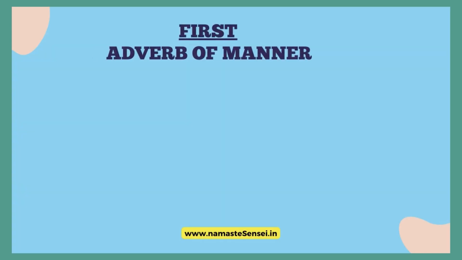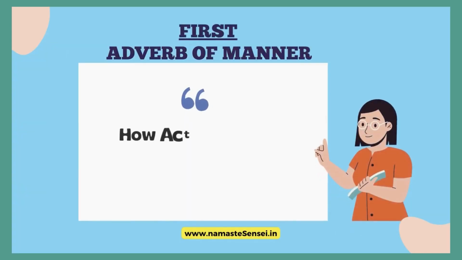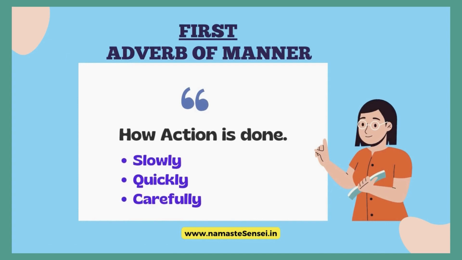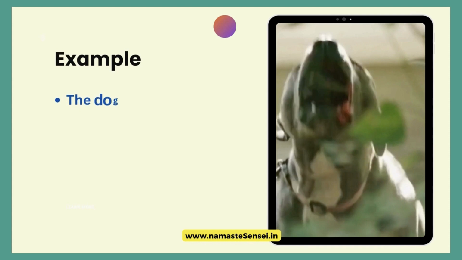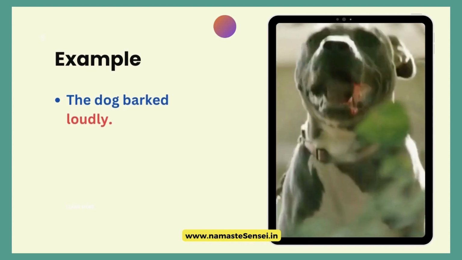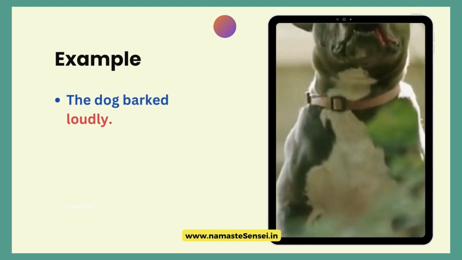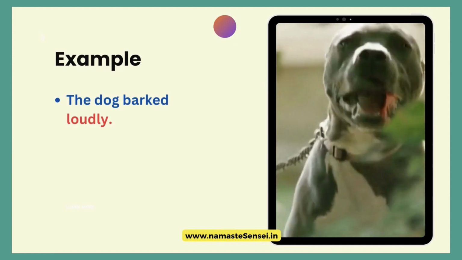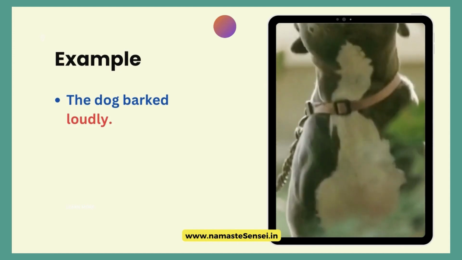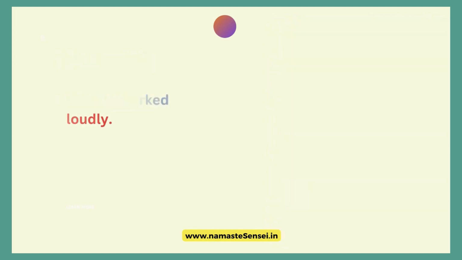First, the adverb of manner. These adverbs describe how an action is done. For example, slowly, quickly, carefully, and loudly. Let us see an example of a sentence formed using the adverb of manner. The dog barked loudly. By adding the adverb loudly, we get a clearer picture of how the dog barked. This adverb of manner helps us to visualize the dog's behavior more strongly.